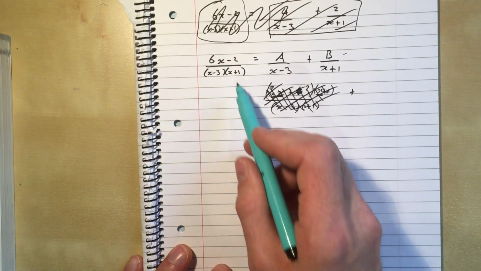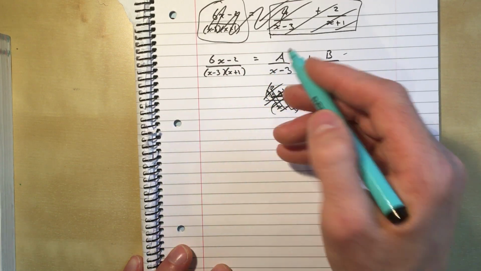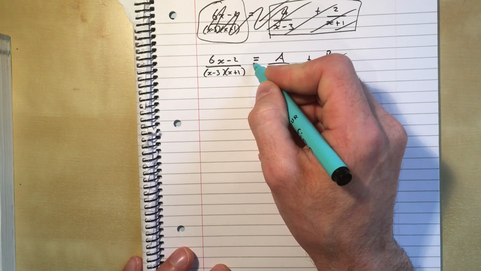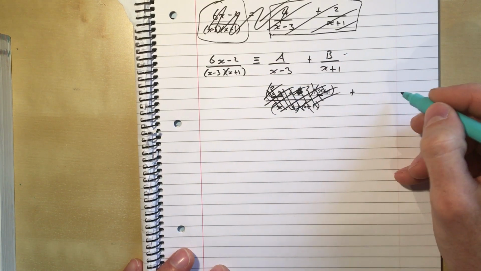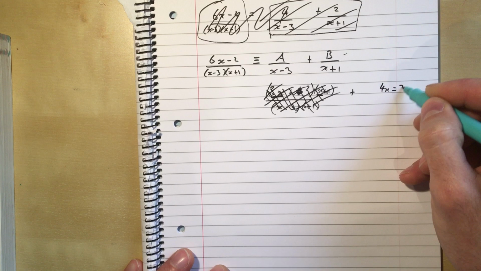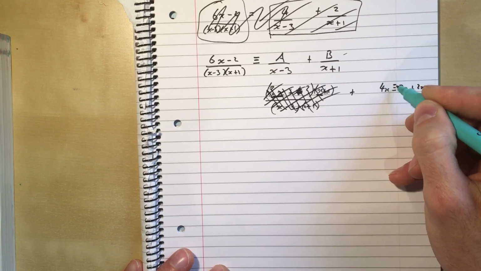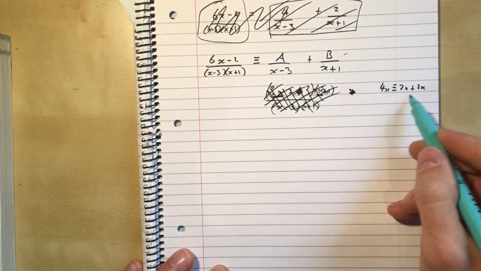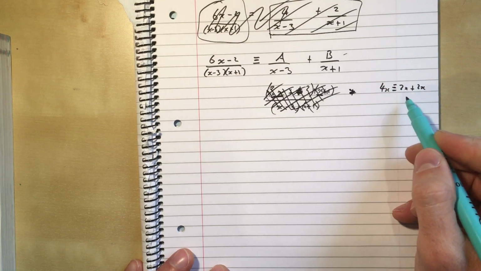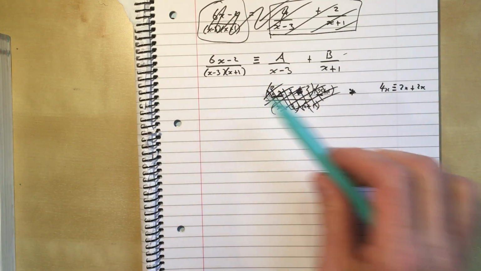Okay, so this is how it works. 6x minus 2 over (x minus 3)(x plus 1) equals this. Now this isn't just an equal sign, this is an identity sign. This is equivalent to 4x equals 2x plus 2x. This is a rearrangement of an algebraic expression. It's not just an equation that works for some values of x.